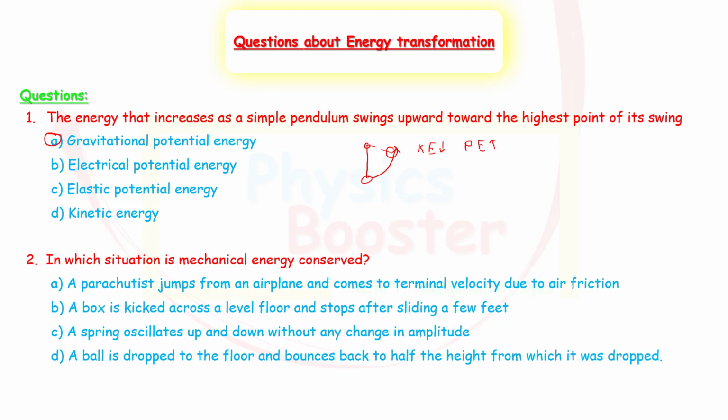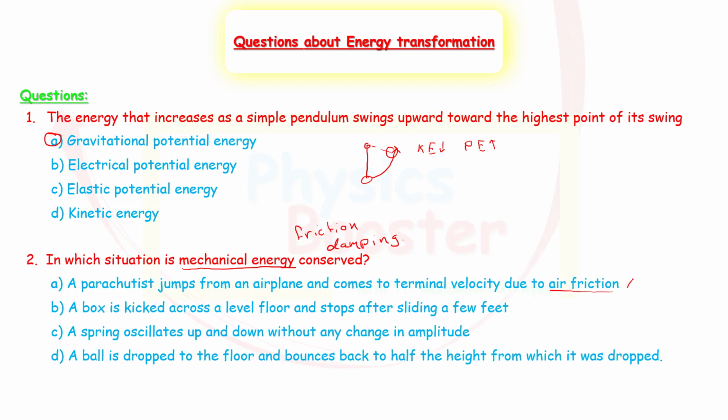Question number two. In which situation is mechanical energy conserved? Well, remember that we said mechanical energy is always conserved if there are no losses. And we mentioned some examples for losses. We mentioned friction. Friction is the main cause of energy losses. And we mentioned something called damping, which we see in springs, which is the internal friction between the spring's molecules. So we want to check which of these situations has no energy losses, in other words, has no friction or damping.